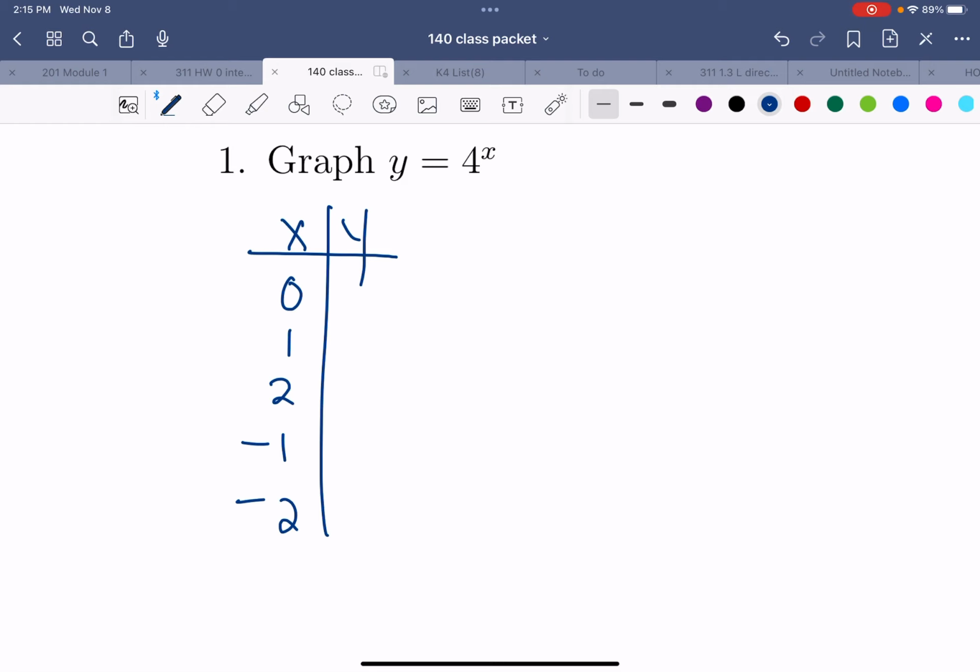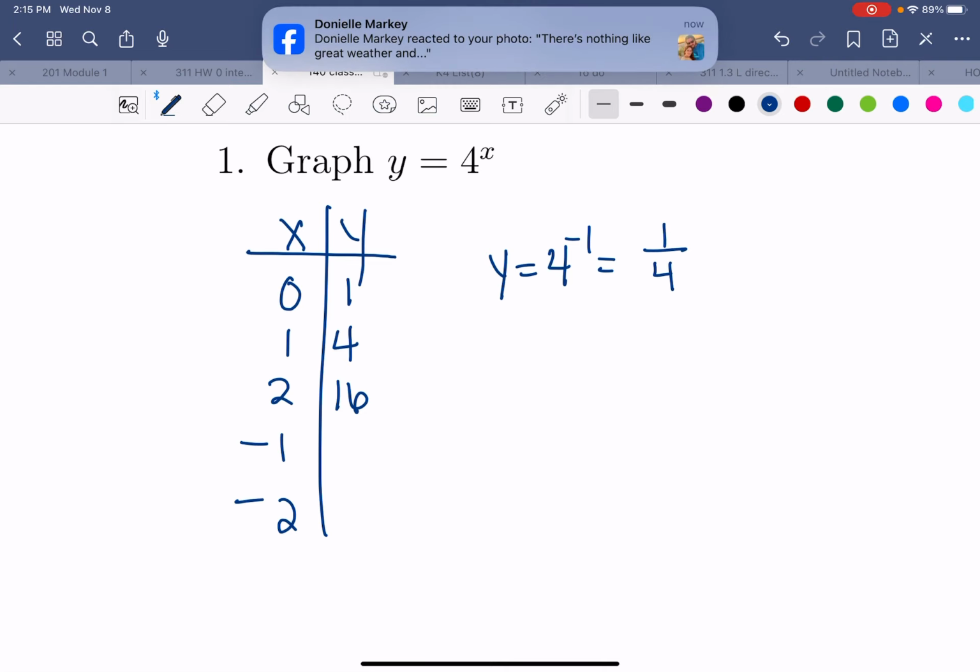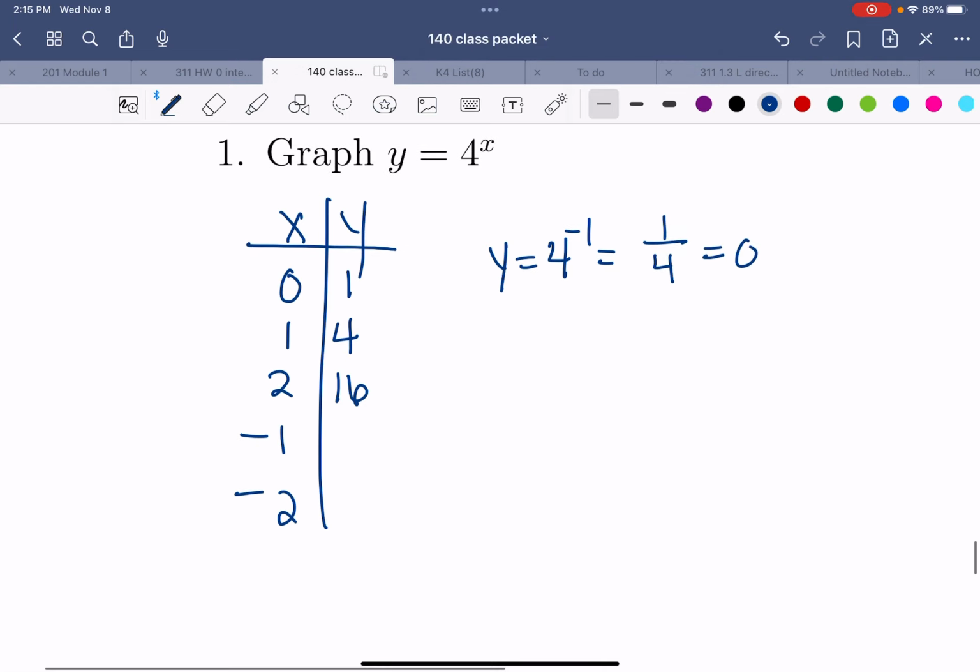When you plug 0 in for your x here, you're going to get 4 to the 0, which is 1. When you plug in 1, that's 4 to the 1, which is just 4. When you plug in 2, that's 4 squared, which is 16. When we get to -1, it's going to look like this, 4 to the -1. And that negative means it's in the wrong spot. So you want 1 over 4, which would be 0.25.